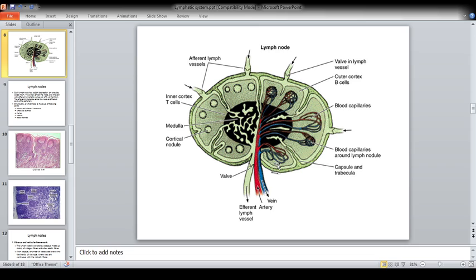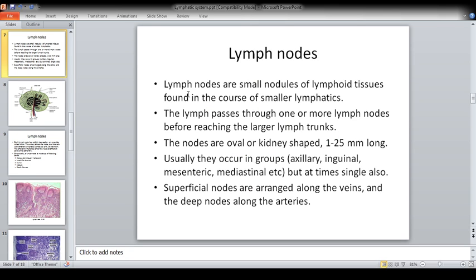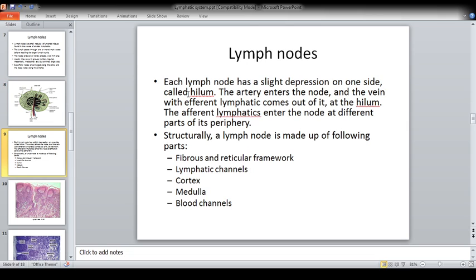Now what about the entry point of the lymph? So the afferent lymph vessels would enter the lymph node through the periphery. As we can see, they enter through the periphery. Alright, so they would enter at different points, different parts of its periphery. And the lymph node is made up of following parts.